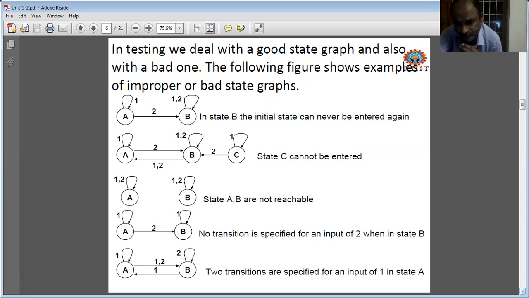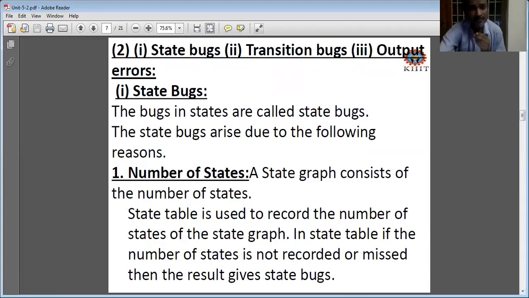Now, state bugs. Second one: what are the different transition bugs? What are the different output errors? First one, we see what is meant by state bugs. What is meant by state bugs?